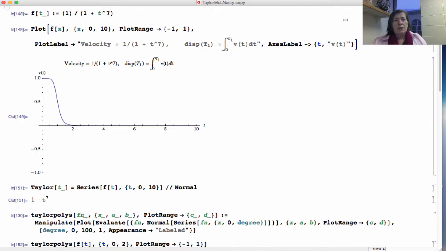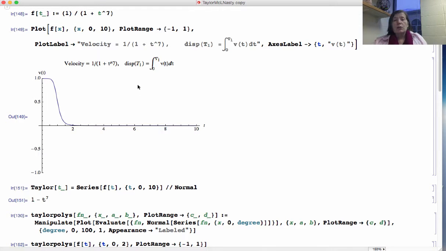Let's look at another example of where Taylor series or Maclaurin series might be useful. Suppose we have a velocity function of the form 1 over 1 plus t to the 7. So perhaps a particle moving in a straight line has a velocity 1 over 1 plus t to the 7.